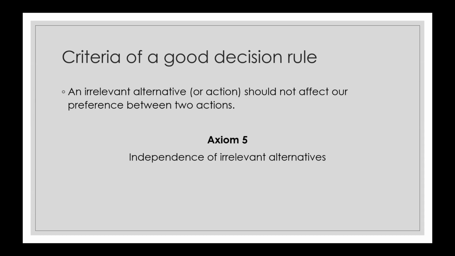But for now, let's just assume that axiom 5 holds, that even if there is another alternative, it will not influence our preference over the other two alternatives. That is what we call the independence of irrelevant alternatives. So that's axiom 5.